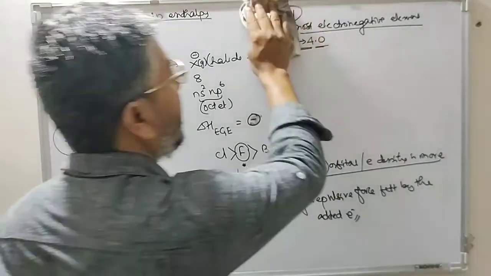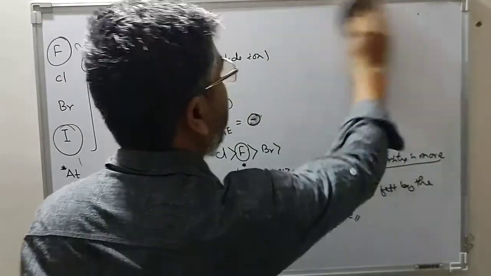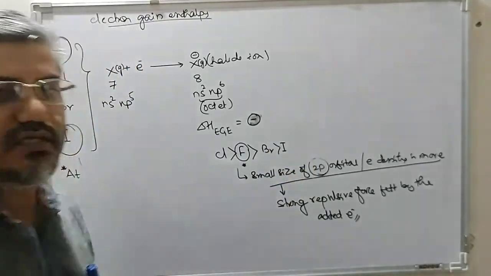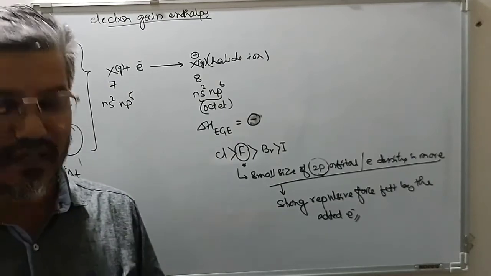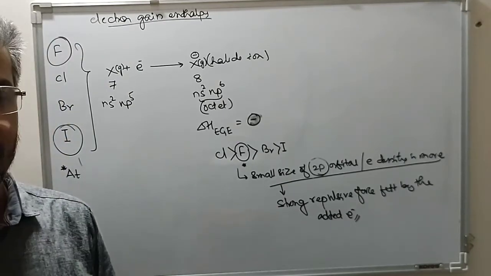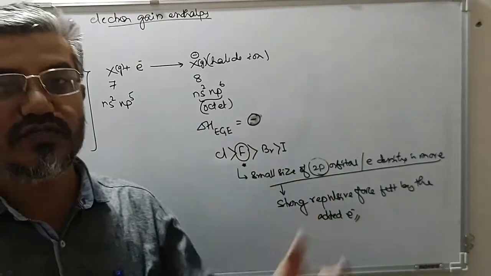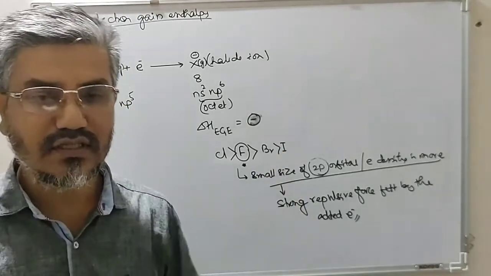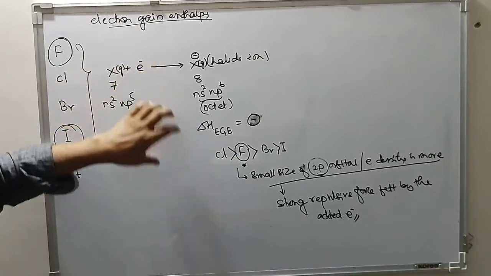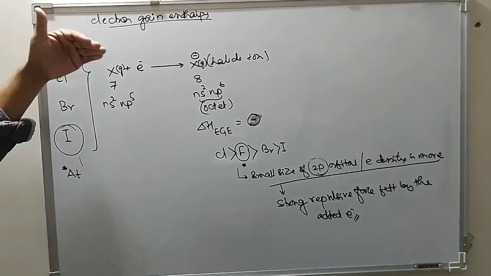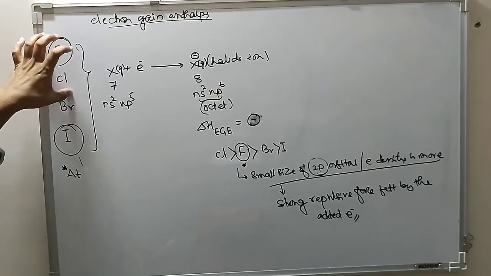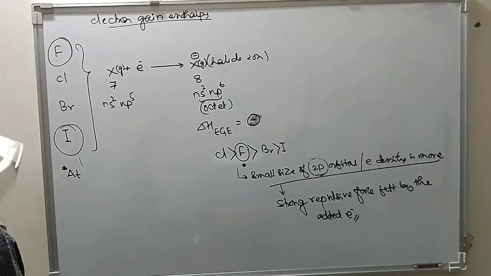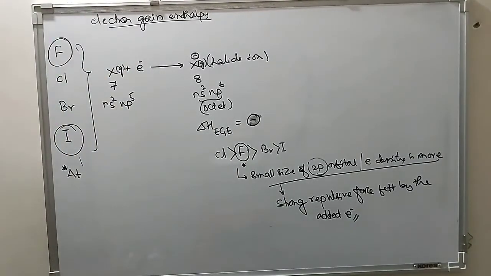Now look at this. In the previous groups also, the electron gain enthalpy values of third period elements are always greater than those of second period elements, because of the same reason. Due to small size, electron density is more, so repulsive force is more, so electron gain enthalpy value is always less. So except for this abnormality between fluorine and chlorine, down the group electron gain enthalpy values decrease. So this is the variation in electron gain enthalpy.